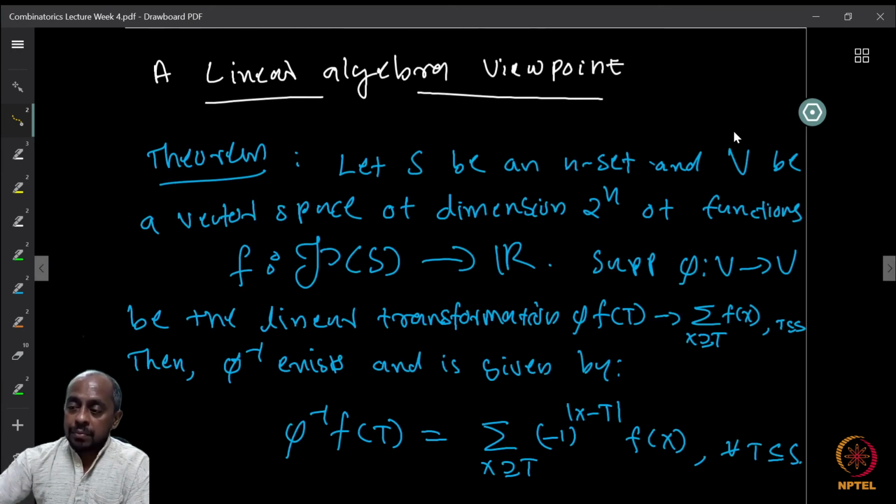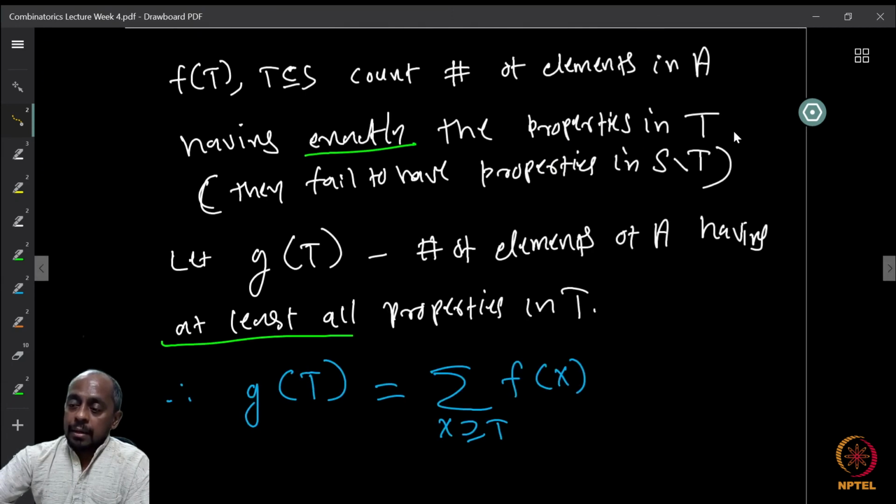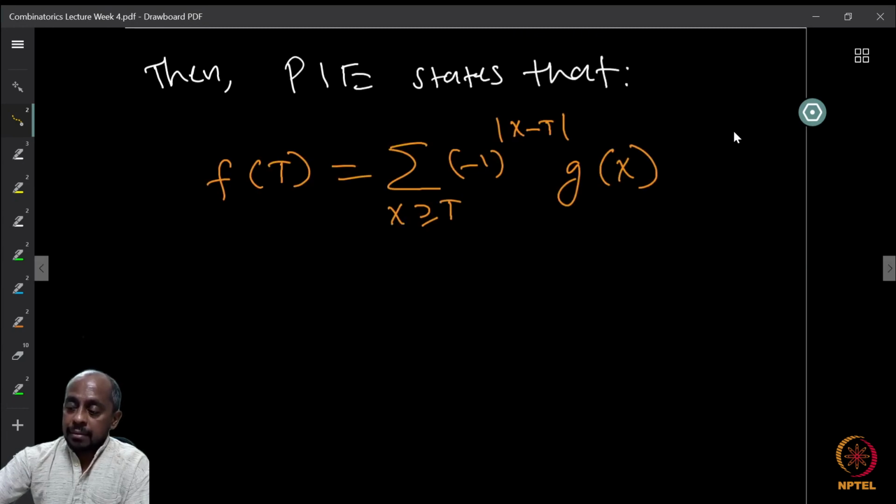It's a very simple proof, and this is a result from linear algebra, and you see that this statement is precisely our statement of the principle of inclusion and exclusion. So you can express f in terms of g. Given a function g, which is expressed in terms of the function f, which counts exactly the properties in subsets, then you can express f in terms of g also.